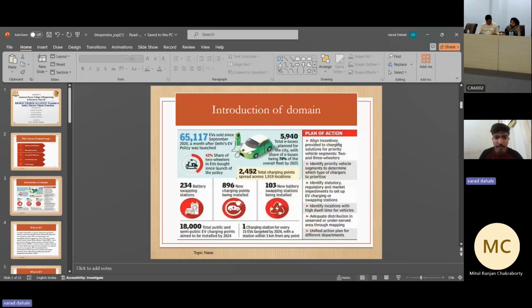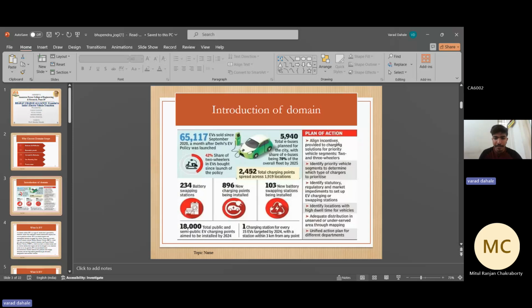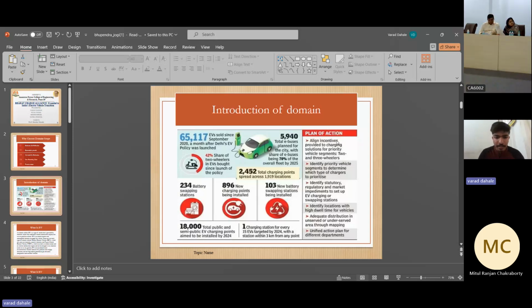Sir, there are 65,117 EVs sold since September 2020, a month after Delhi's EV policy was launched. 42% share of two-wheelers in EVs bought since launch of the policy. 5,940 total e-buses planned for the city, with e-buses being 70% of the overall fleet by 2025. There are 234 battery swapping stations since 2024. 896 new charging points being installed till 2025.